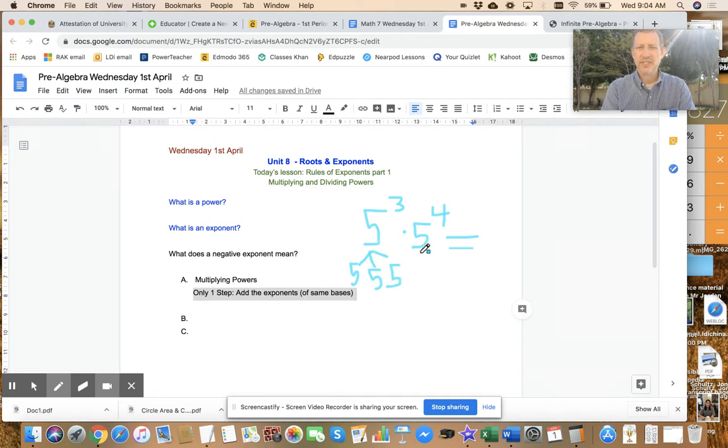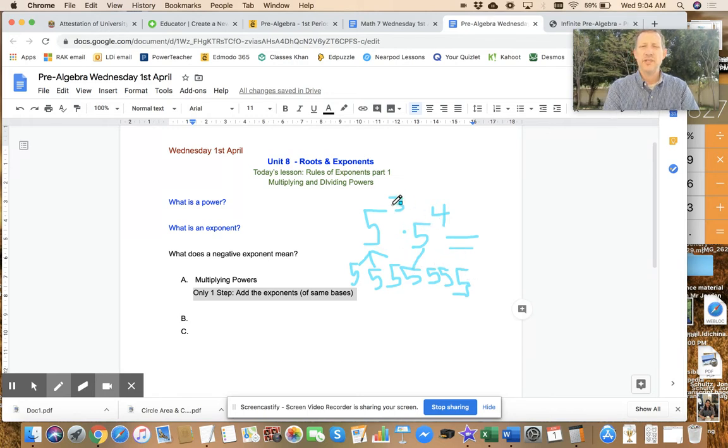And this one here means I'm multiplying 5 4 times. 1, 2, 3, 4. That's what 5 to the fourth means. So how many times am I multiplying 5? Let's count. 1, 2, 3, 4, 5, 6, 7.